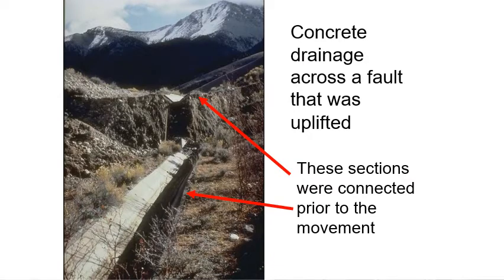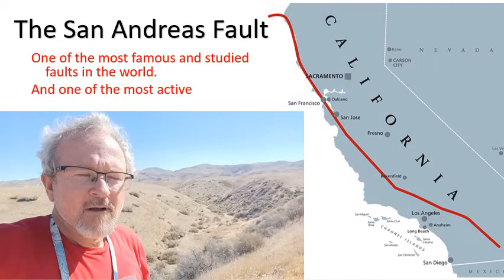You can see it here too. This drainage here was together before the earthquake happened, before the fault moved. And the land here went up. Maybe this land went down. And you can see there is a vertical motion of the land. That's called uplifting. Now, the San Andreas fault is one we're going to reference a lot.